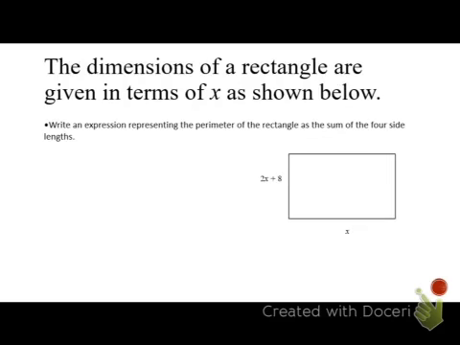The next question states the dimensions of a rectangle are given in terms of x as shown below. We want to write an expression representing the perimeter of a rectangle as the sum of the 4 side lengths. If you were to continue the measurements on this rectangle, you would see that this is also x because these 2 sides are the same, and the right side is also 2x plus 8 because these 2 are the same.